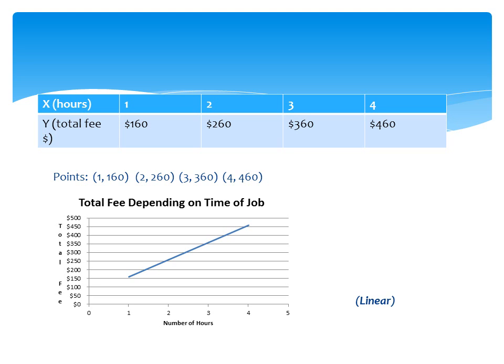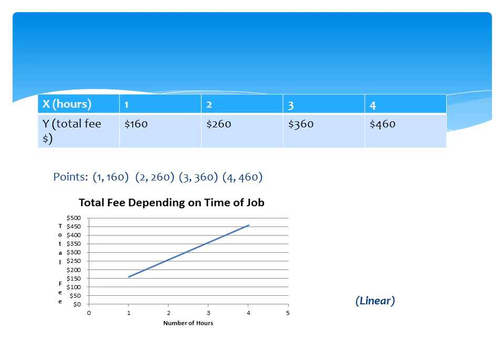This is the first point here. For 1 hour of work, the total fee is $160. So the point is, we write the X value first and the Y value second, 1, 160. The point here is 2, 260. The point here, 3, 360. And the point here is 4, 460.